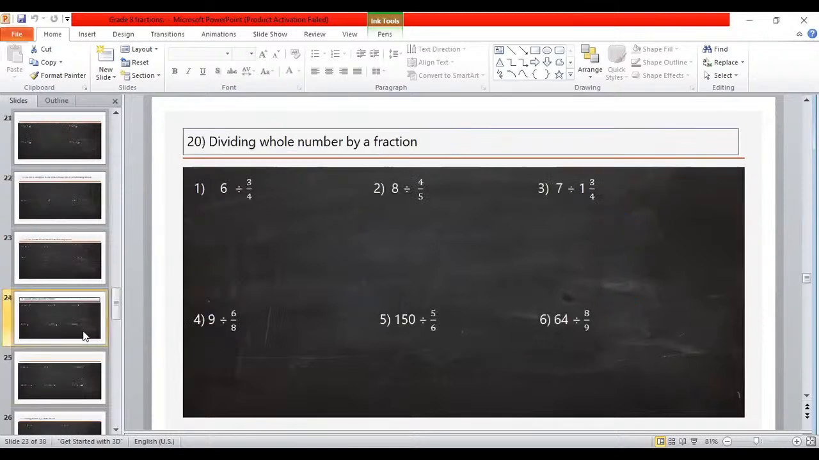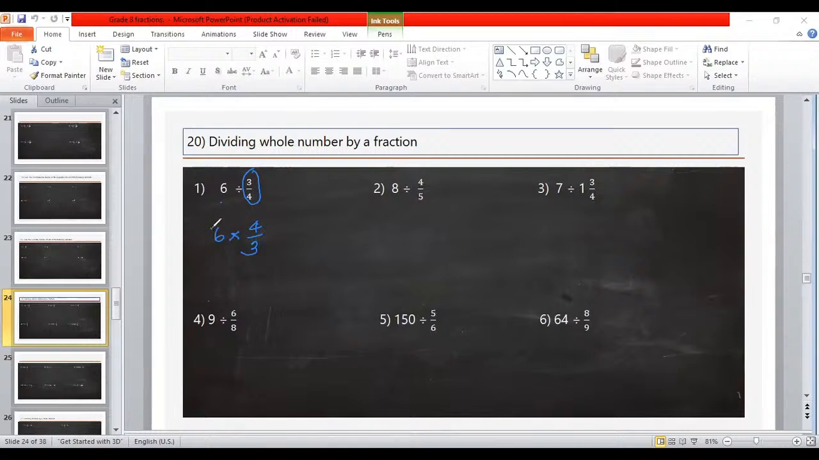Dividing a whole number by a fraction. A whole number, we want to divide by a fraction. When division is changed to multiplication, you can write the reciprocal of the second term. Right? This is the first term. For the second term, you write the reciprocal. Then 6 into 4 over 3. Now the other part you all know how to do because we have done it earlier also. Now cancel out over the line and below the line.